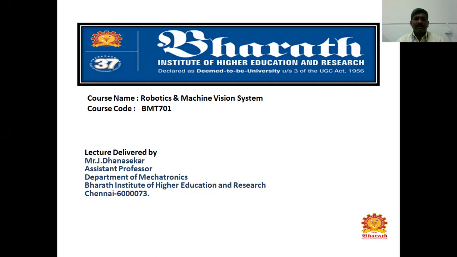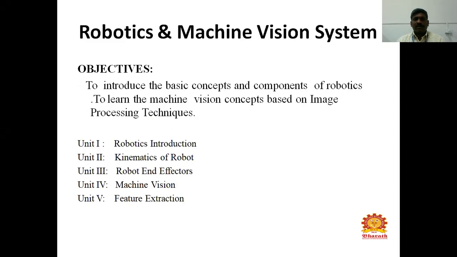The course name is Robotics and Machine Vision System. Course code is PMT 701. Let's start. Robotics and Machine Vision. What is the objective for the course? To introduce the basic concepts and components of robotics, and to learn machine vision concepts based on image processing techniques. This course has 5 units.